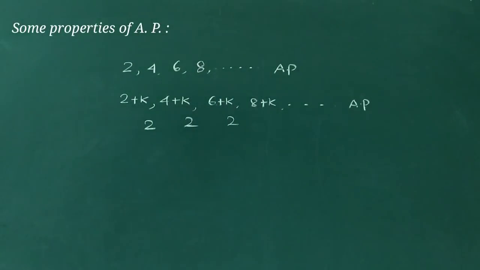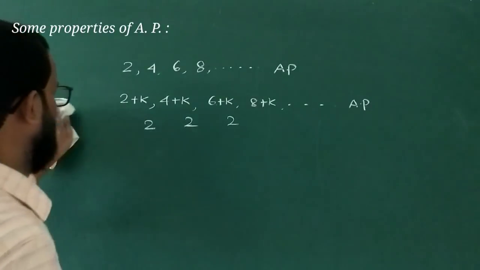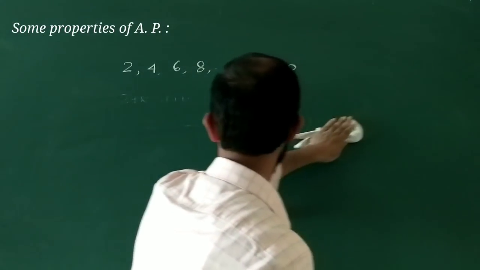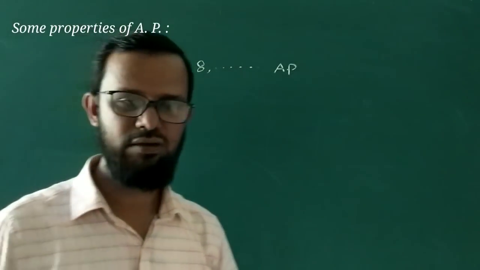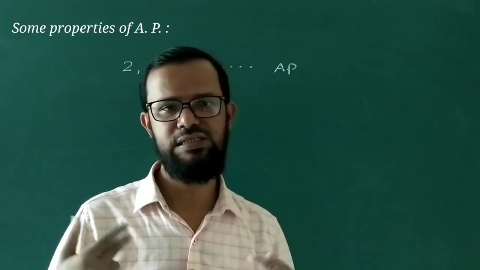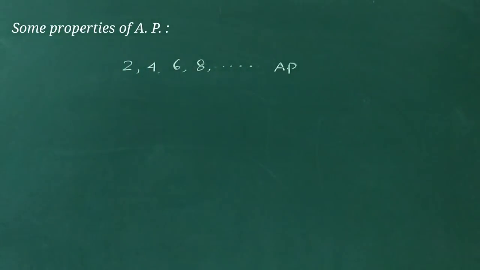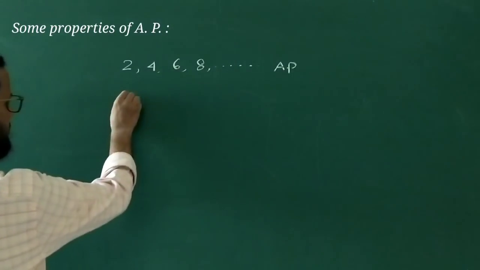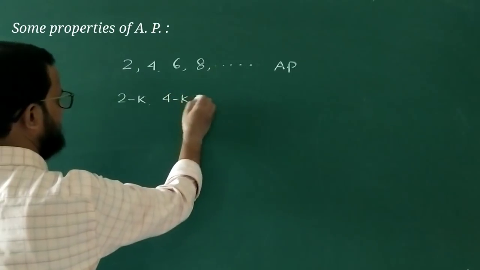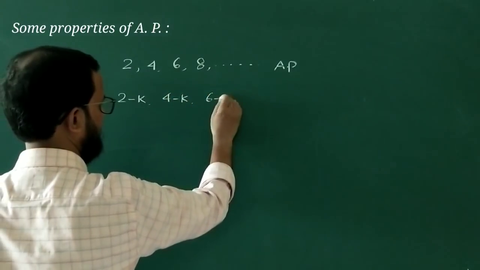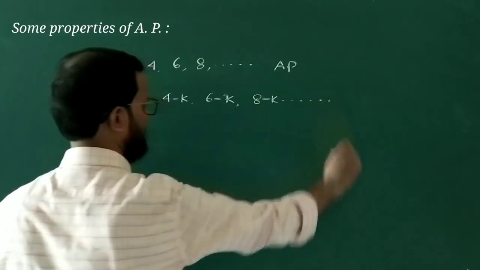Now the second property is that if you subtract a constant from each term of an AP, then the resulting sequence is again in AP. Suppose this is the AP. If some constant is subtracted from every term, you will get a resulting sequence, a progression.